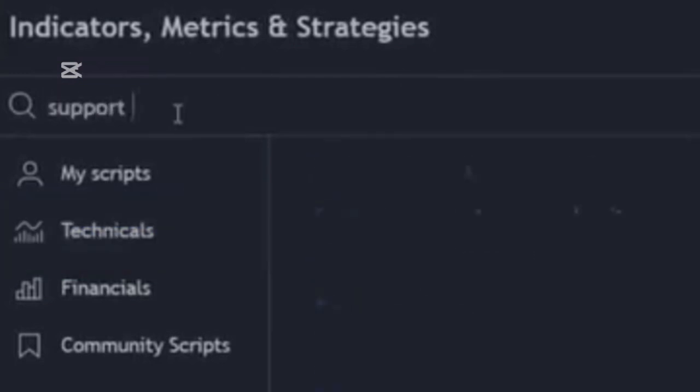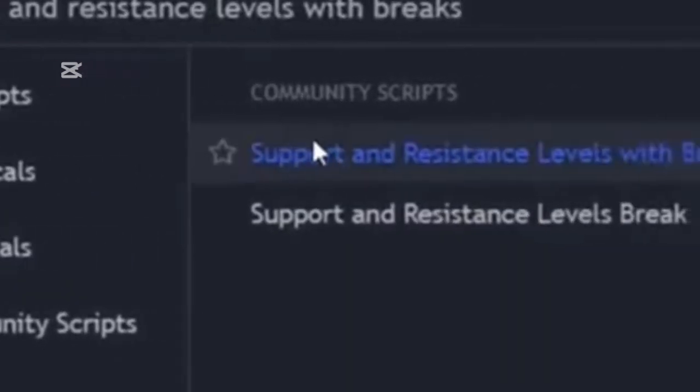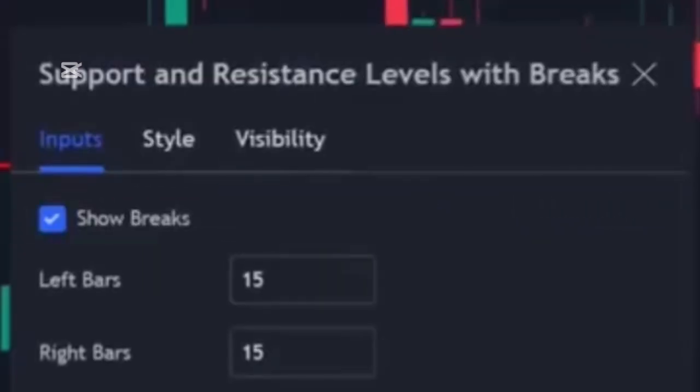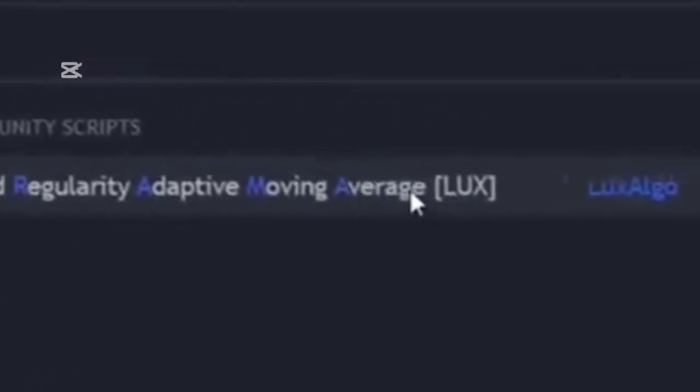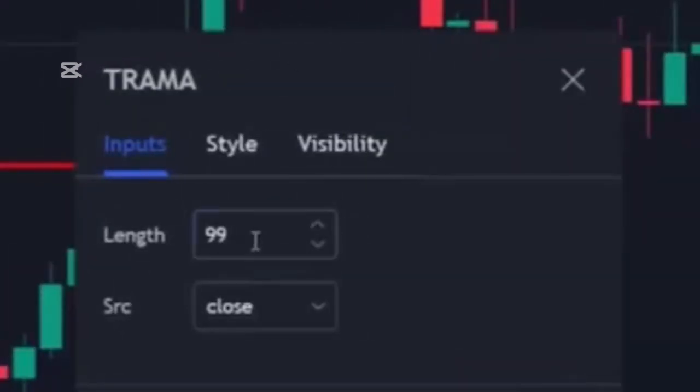Then click the Indicators tab. First type in support and resistance levels with breaks. Make sure it's this one by Lux Algo, with the default settings as is. Then we're going to add one more indicator called the TRAMA, for trend regularity adaptive moving average. Go to the settings of the indicator and change the length to 15.